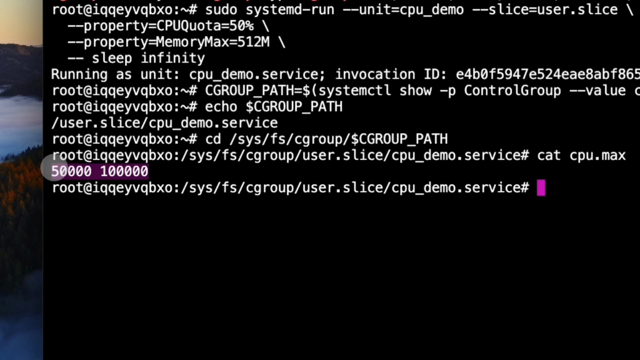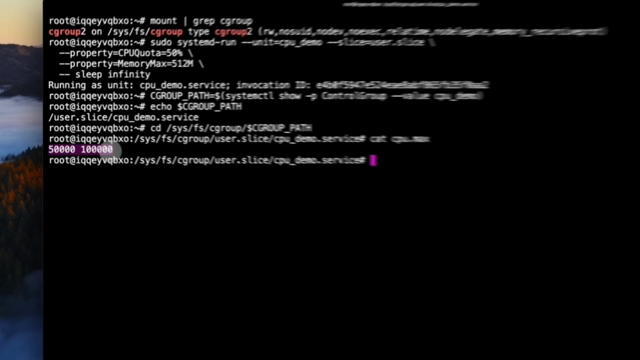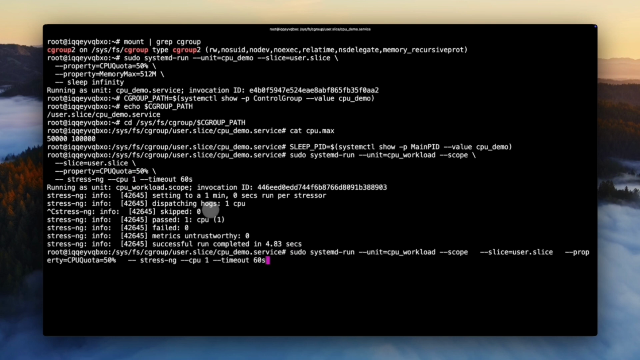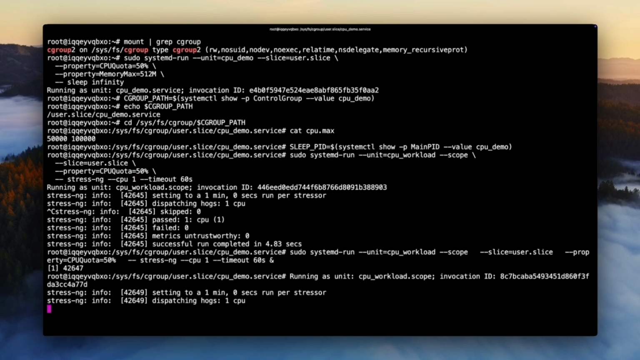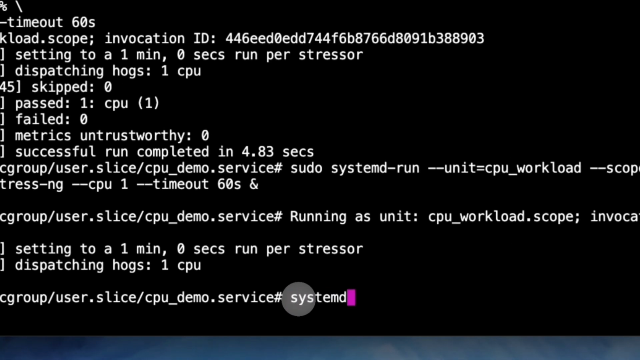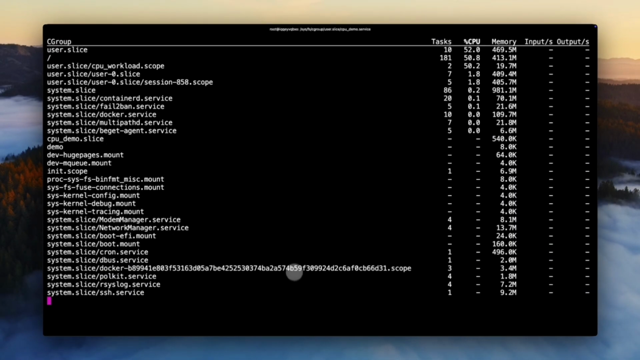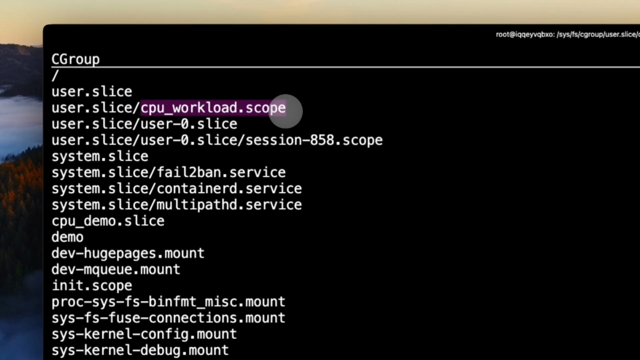And now let's start a CPU intensive workload in the same cgroup. We will get the PID of our sleep process and then run stress-ng in the same cgroup by using systemd-run with same scope. And let's watch CPU usage in real time. Even though stress-ng is CPU intensive, it's kept at 50%.